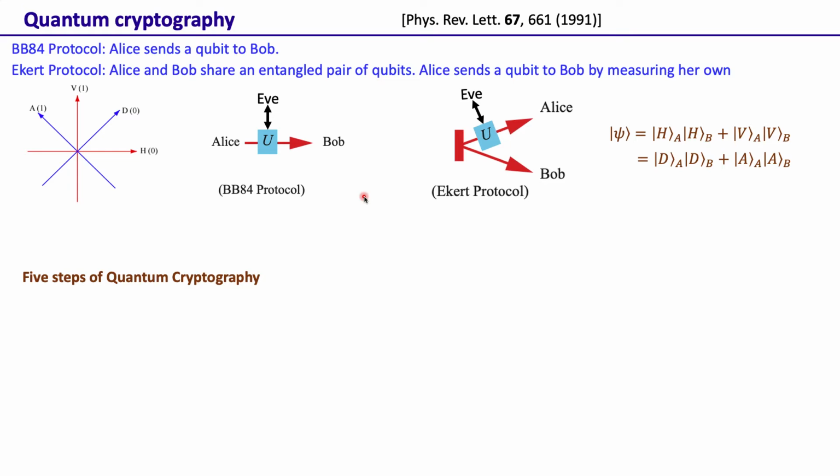Now, what are the 5 steps of quantum cryptography? In fact, we are showing this correspondence because these two protocols are pretty much the same as far as these 5 steps are concerned. So what are the 5 steps of quantum cryptography?